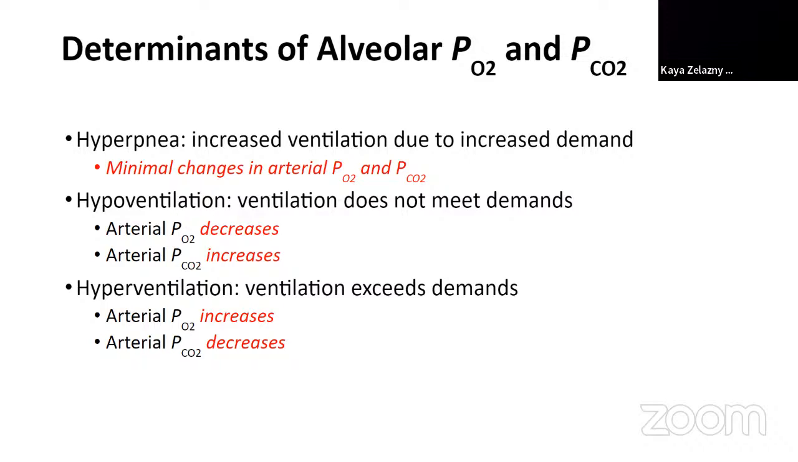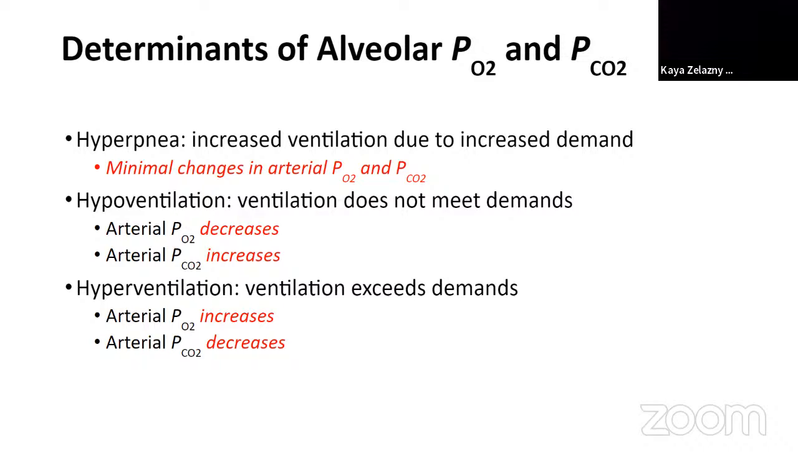This generally causes relatively minimal changes in the arterial partial pressures of oxygen and CO2, because we're basically just replacing that additional use of oxygen and production of carbon dioxide in the tissues. So we're breathing faster, but it's still keeping those partial pressures in the blood the same because we're using up that oxygen.